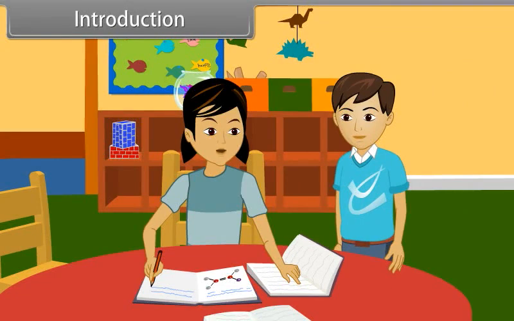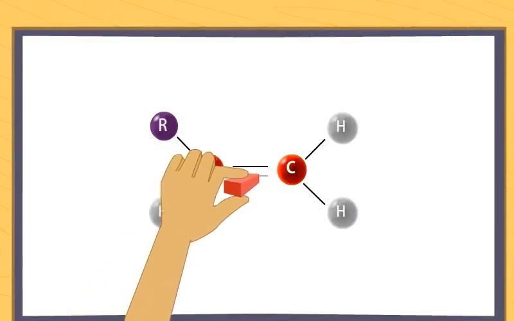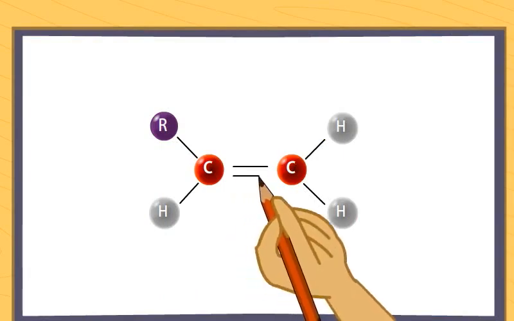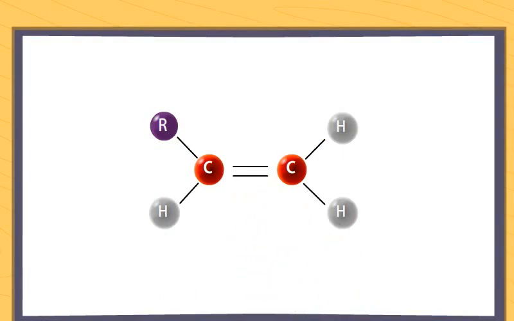Don't scrub, Ankush. Let me study. What are you studying? I'm doing my homework of chemistry. You are doing it wrong. What are you doing? Now this is correct. No, this is a double bond and this is an alkene.